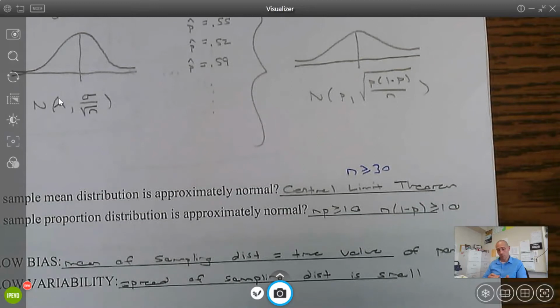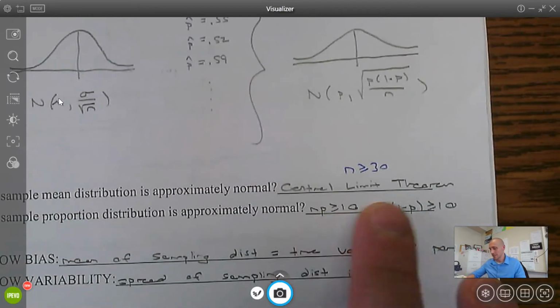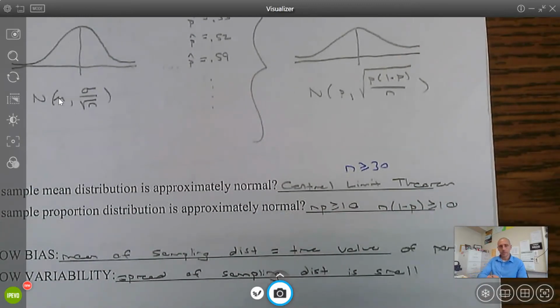If we're dealing with a proportion, how do we check to see if the sampling distribution is approximately normal? This is your large counts condition. Unless you have chi-squared, which we'll get into in chapter 11, you need at least 10 successes and 10 failures.